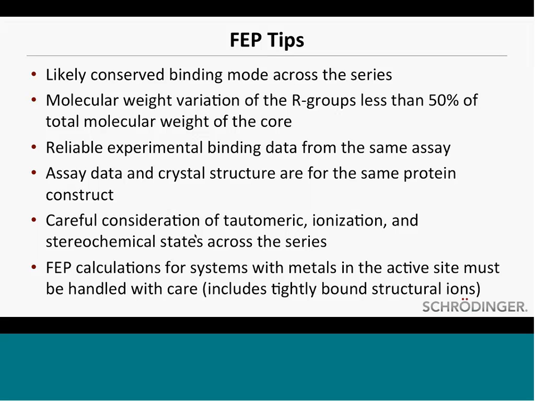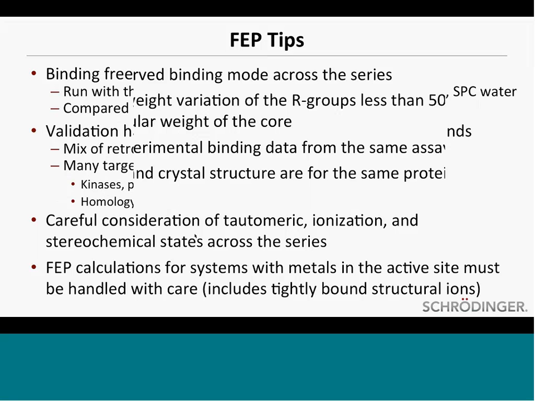As I mentioned, the experimental binding data needs to be accurate. Obviously, there are errors associated with each experiment, including binding experiments, and those need to be reliable if we have a chance even to predict them using a structure-based approach. I already mentioned that the assay and the crystal structure need to be comparable. We need to make sure that our tautomeric, ionization and stereochemical states are carefully chosen, and there are some systems that include metals that are a little bit more difficult for us to handle.